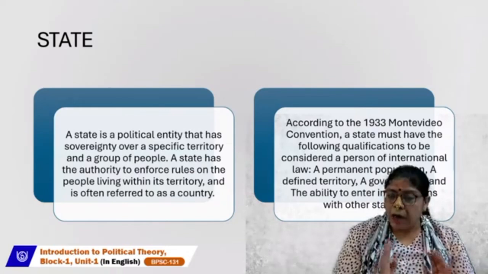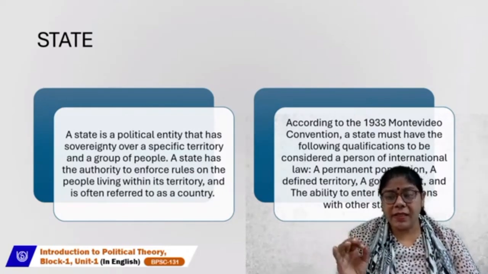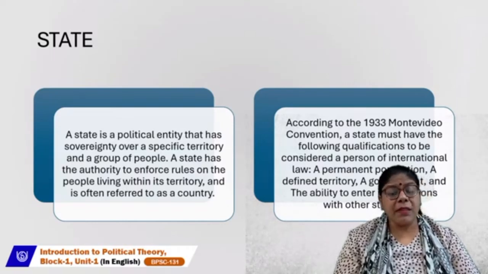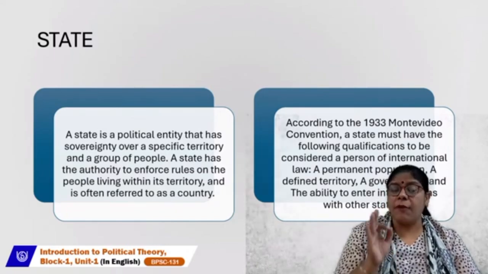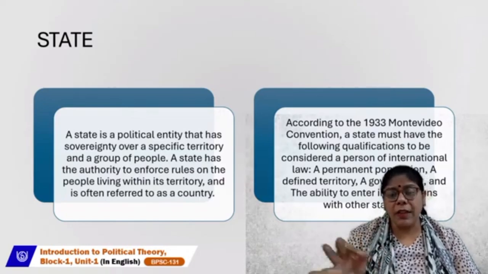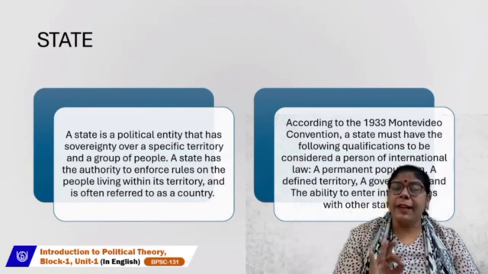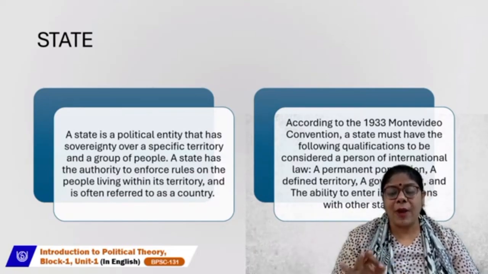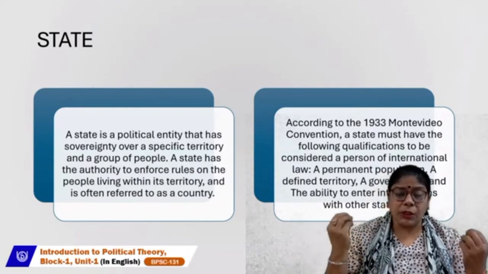Okay. According to the 1933 Montevideo Convention, a state must have the following qualifications to be considered a person of international law. So what the convention has said is that we can recognize a state if it has a permanent population, a defined territory, a government, and the ability to enter into relations with other states.